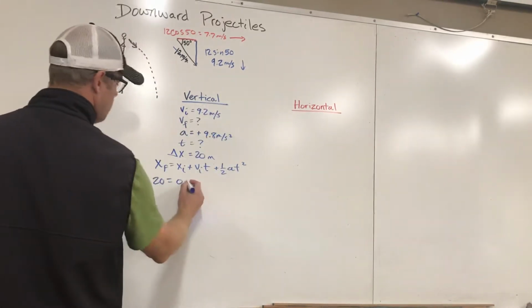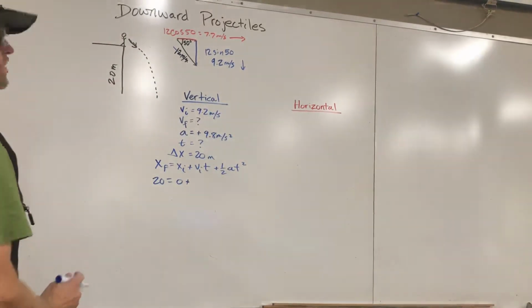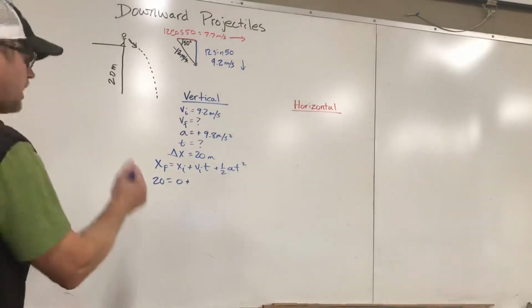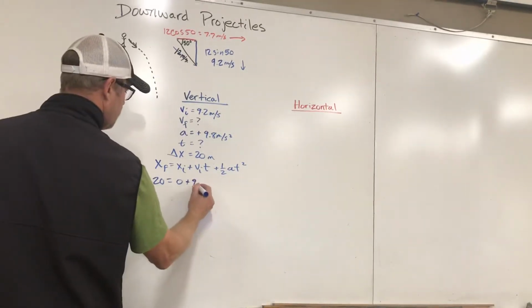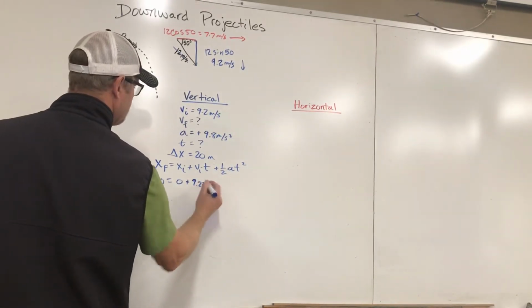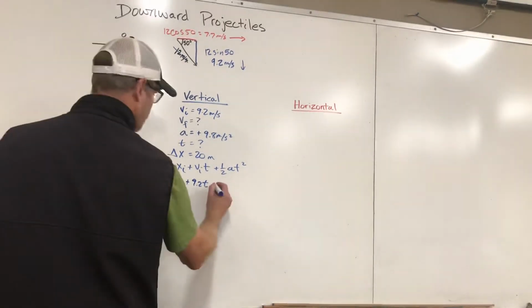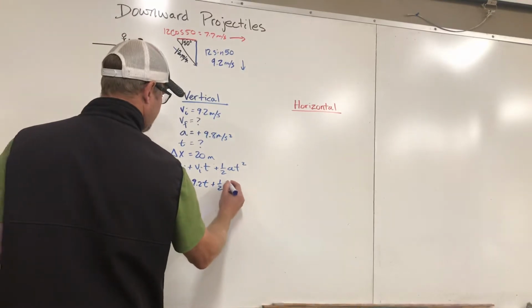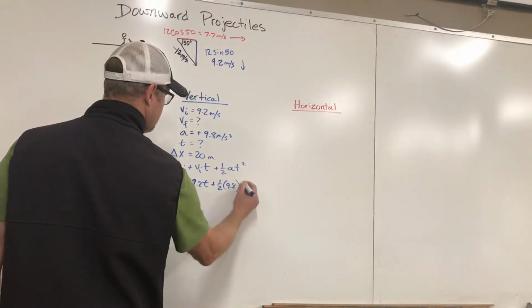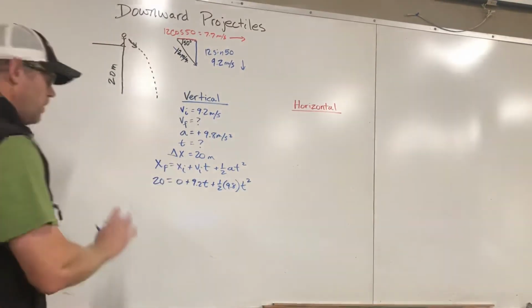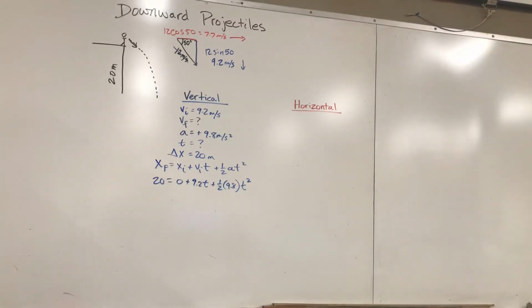Now usually that's 0. In a lot of the situations we dealt with horizontally, but in this case it's not. So I'm going to go 9.2 times time. Okay, now I don't know the time. And then I go plus 1/2 positive 9.8 times time squared. Now I wanted to write this out so you could see why we're going to take a different direction, okay?